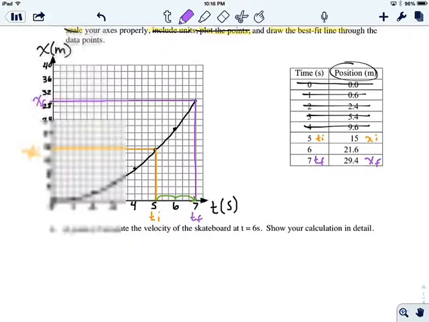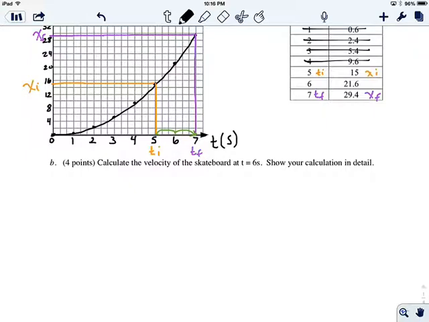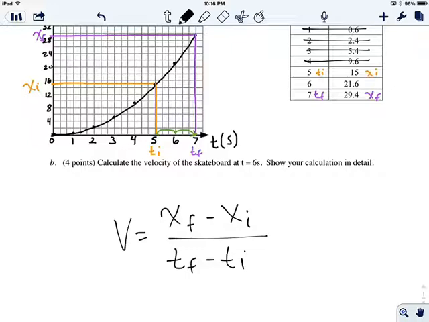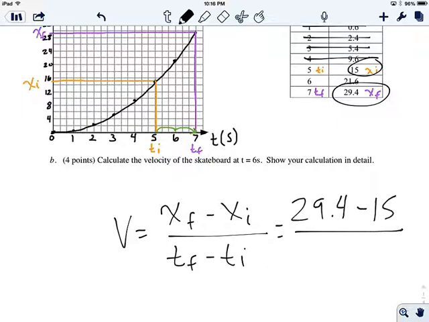Okay, so now I'm going to put all this together because we want velocity. So velocity is going to be equal to XF minus XI divided by TF minus TI. Now, my XF, I can see that right here, is 29.4. And my XI, we see that right there, is 15. All right, my TF is 7. And my TI is 5.